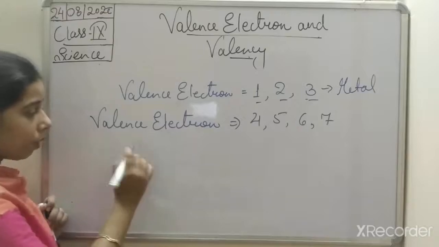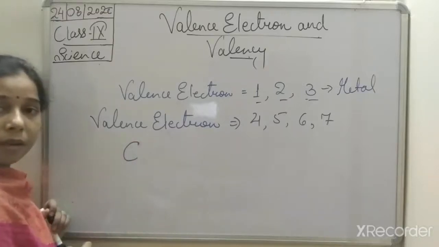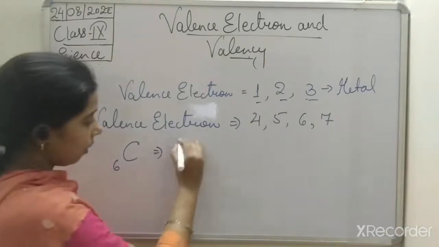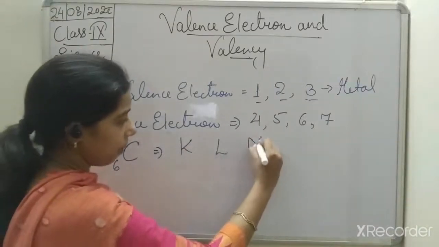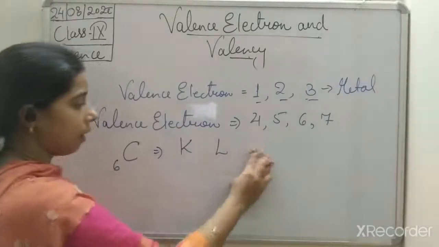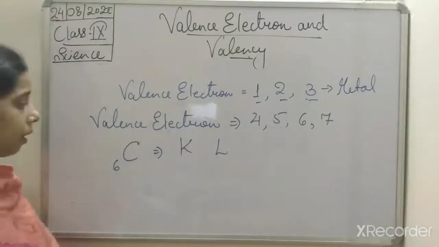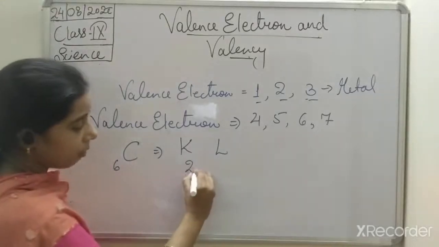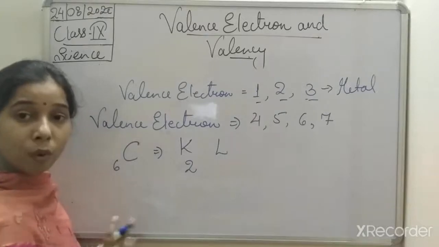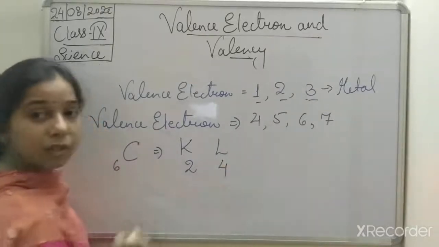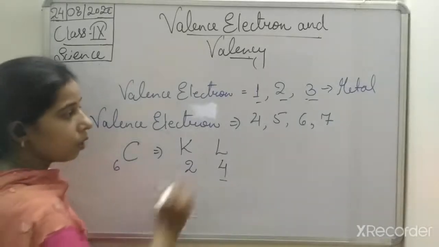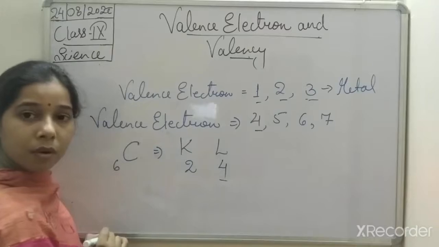You see here, 4 is of carbon. The atomic number of carbon is 6. So K and L. Here the number of electrons present in the K shell is 2, while the remaining 4 electrons will enter the L shell. So the valence electron will be 4. So here the valence electron is 4.